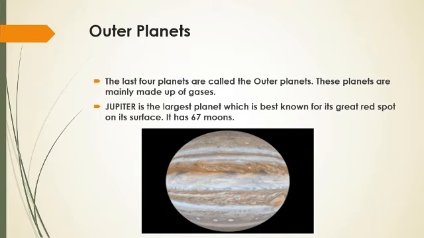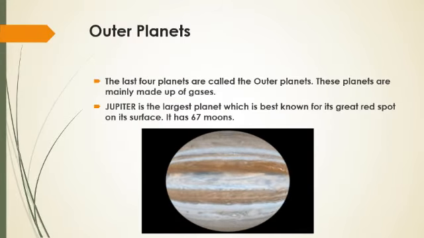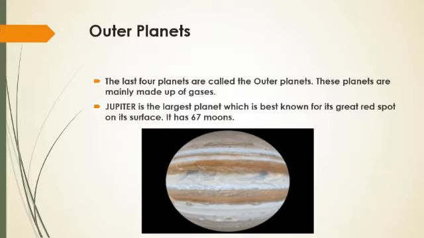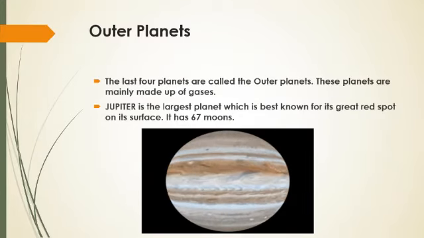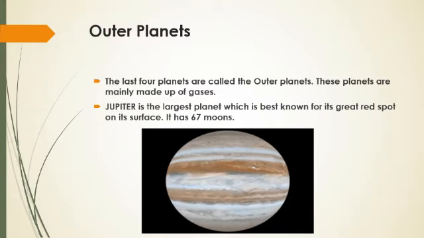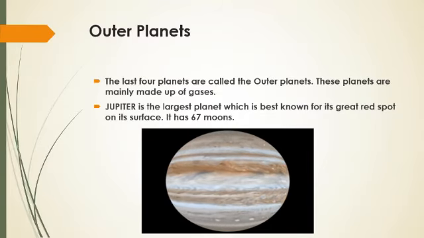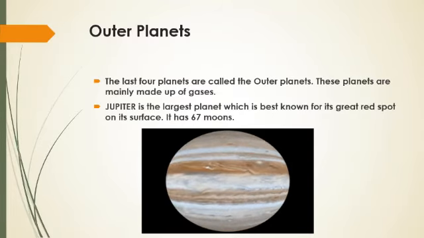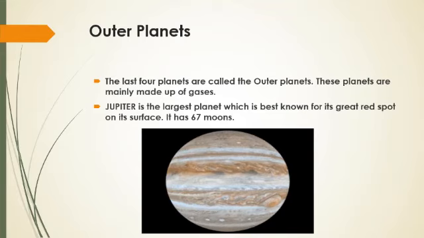Next children, outer planets. Children, the last 4 planets of the solar system, that means what are they? Jupiter, Saturn, Uranus and Neptune, they are called the outer planets. These planets are mainly made up of gases. So let us learn about the outer planets.